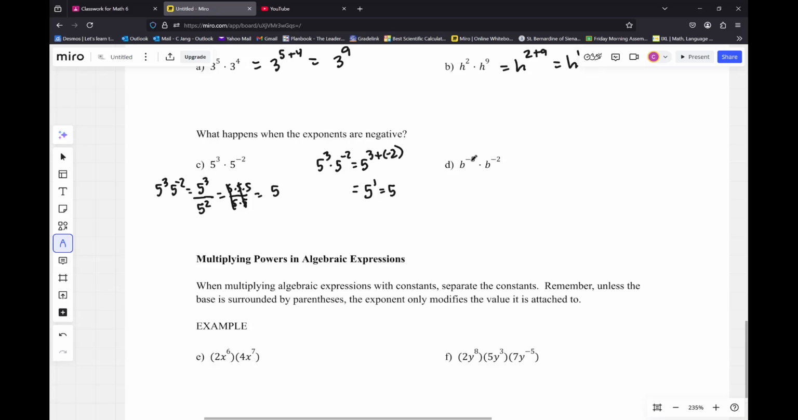Okay, so here's another one. We have b to the negative 5 times b to the negative 2. This is going to be equal to b to the negative 5 plus a negative 2. And that comes out to b to the negative 7, which is actually 1 over b to the 7th power. Okay? Hopefully that makes sense. Review that. If it doesn't, make sure you understand it, but it is a really simple concept.